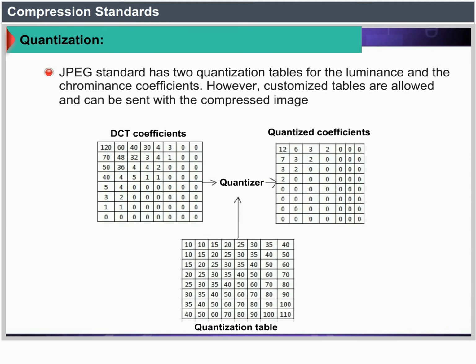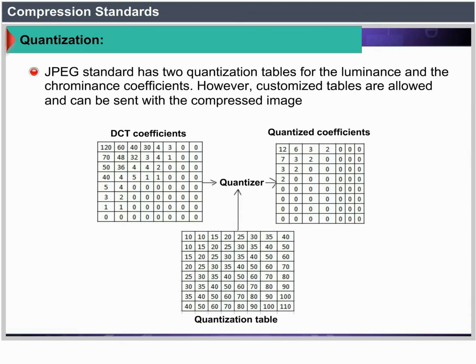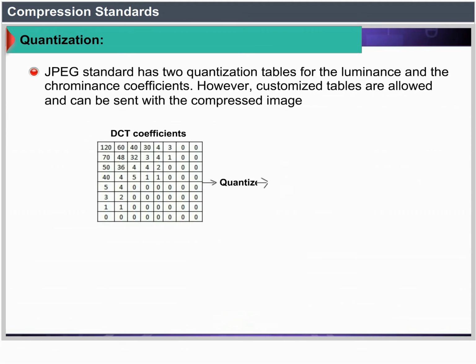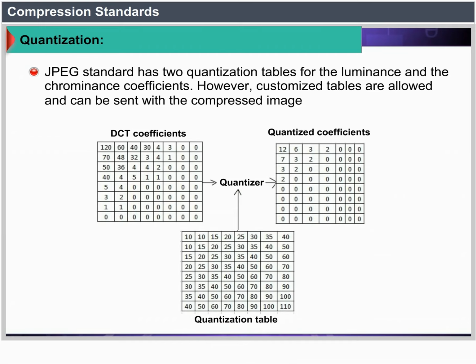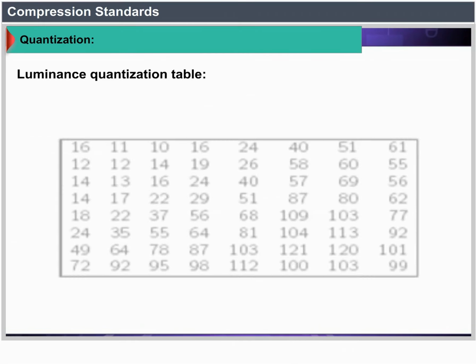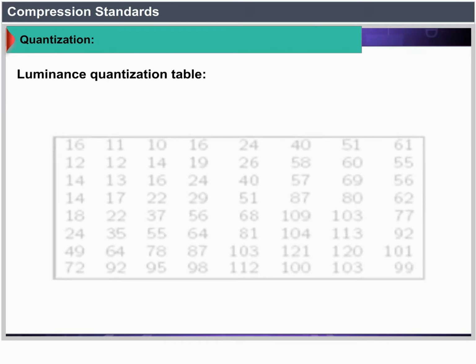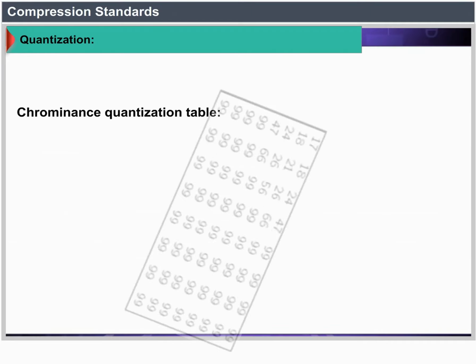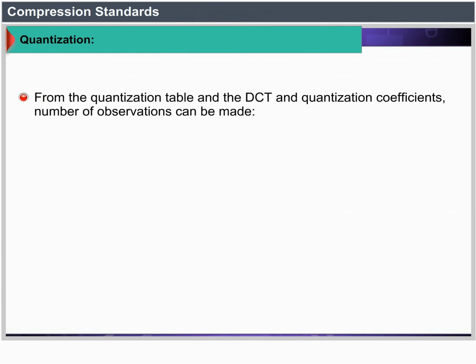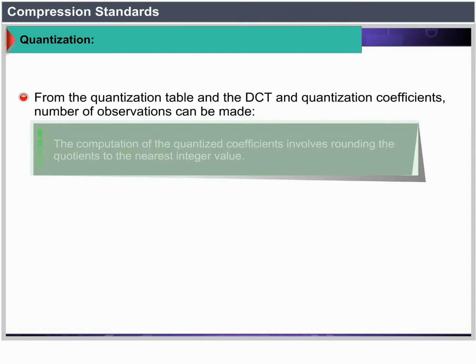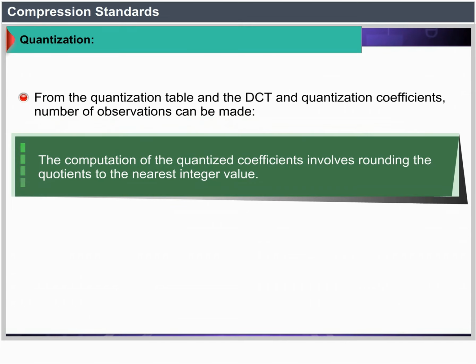JPEG standard has two quantization tables for the luminance and the chrominance coefficients. However, customized tables are allowed and can be sent with the compressed image. The luminance quantization table can now be seen on the screen, followed by the chrominance quantization table. From the quantization table and the DCT and quantization coefficients, a number of observations can be made. The computation of the quantized coefficients involves rounding the quotients to the nearest integer value.